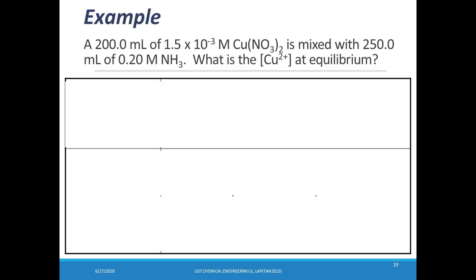Alright, so let's try to solve a common problem in complex formation reactions. In this problem, we are asked to determine the concentration of copper ions at equilibrium after mixing two solutions.